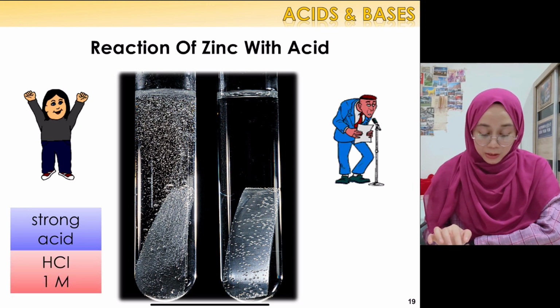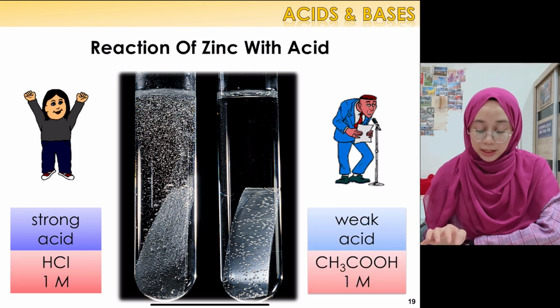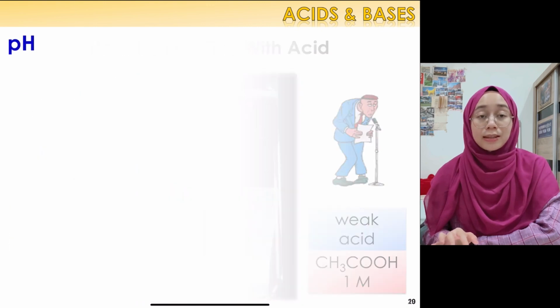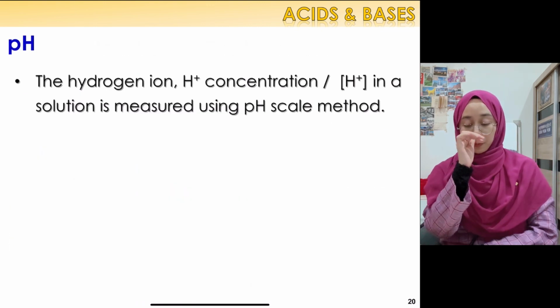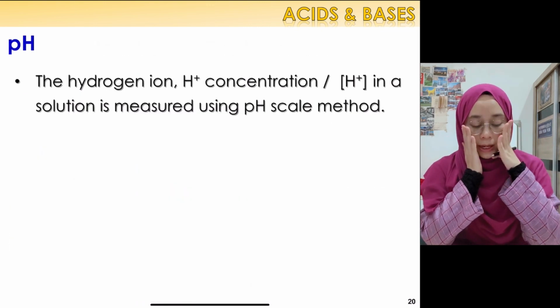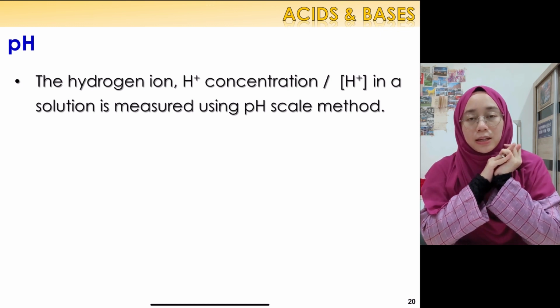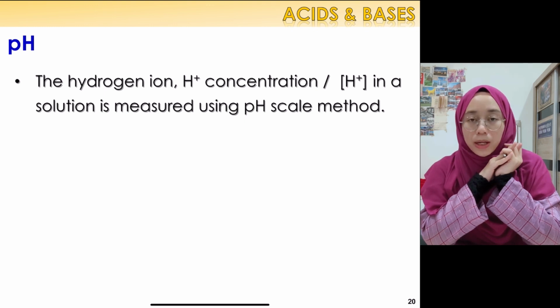Okay, so ni contoh dia HCl. Kalau yang sebelah kanan ni contoh kalau kita guna acetic acid. Okay, and then untuk pH pula kelas. So untuk pH, pH ada kaitan dengan the amount of hydrogen ion that is being produced by the acid. So kita kena measure berapa sebenarnya hydrogen ion yang ada dalam tu, and then we can calculate the pH.